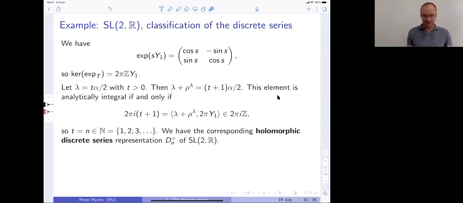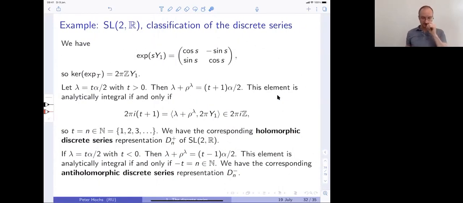So now integrality means t is integral. Also positive, so t is a non-zero natural number. And for that t equals n, so for that natural number, we have what's called the holomorphic discrete series of SL2R, which is denoted by Dn plus. So that's one of the 2 points in every pair of points that we saw in the diagram earlier.